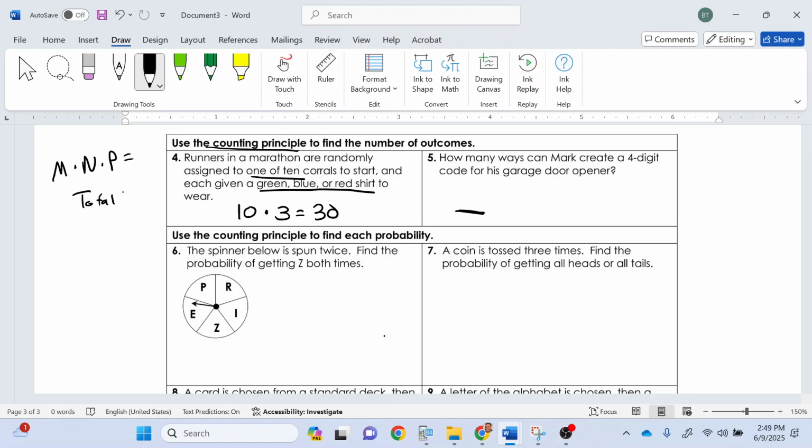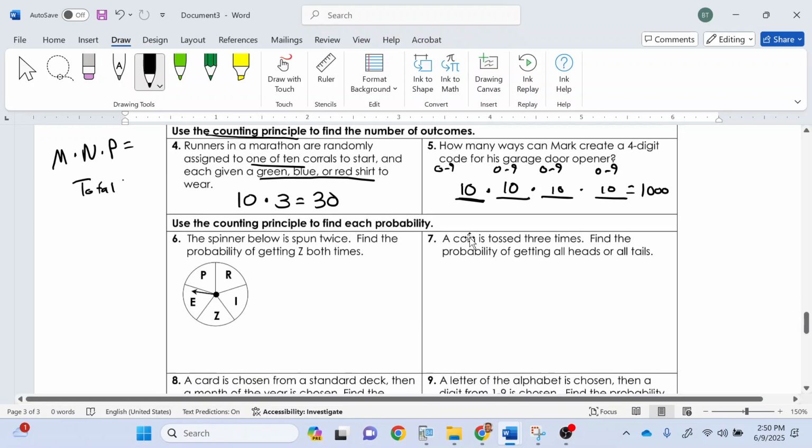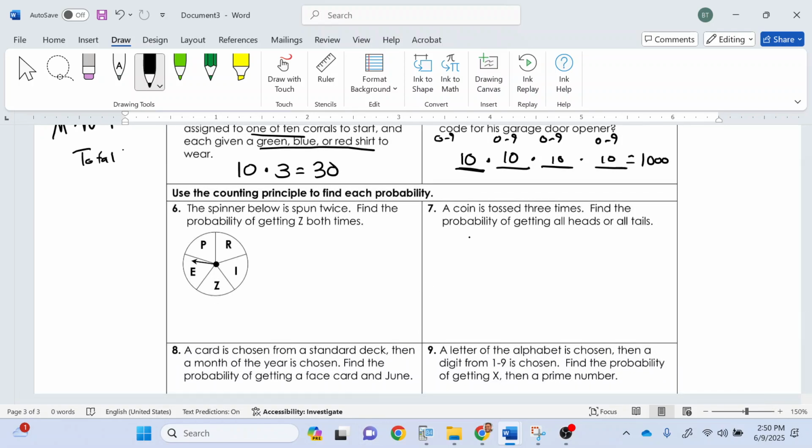How many ways can Mark create a 4-digit code to open his garage? The first digit, he could pick from 0 through 9, so 0, 1, 2, 3, 4, 5, 6, 7, 8, 9. Those are 10 options. Then for the second number in the code, he could pick 10 options. And the third number in the code, again from 0 to 9, is also 10 options. And then the 4th digit of the code is 0 to 9. That's 10 options. So 10 times 10 times 10 times 10 is 1,000. Yeah, 1,000. Which makes sense. 1,000 is a 4-digit code. Wait, no. 1, 2, 3, 4. That should be 10,000, my bad.